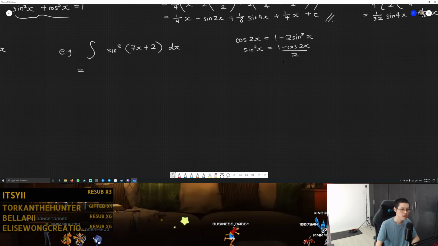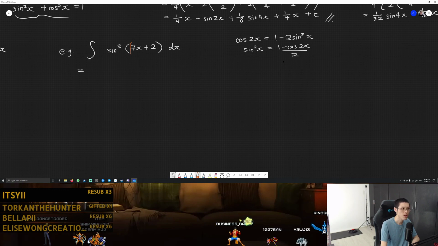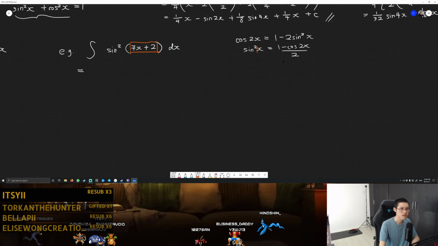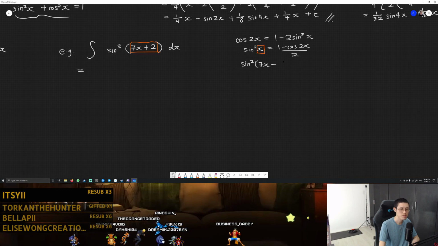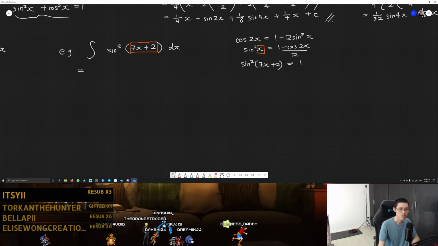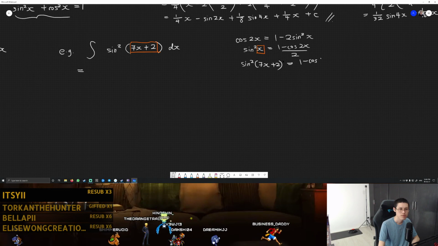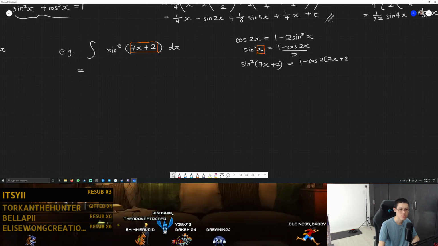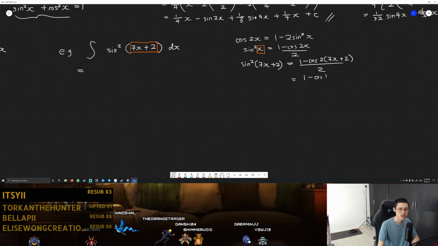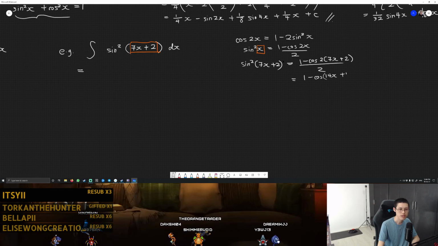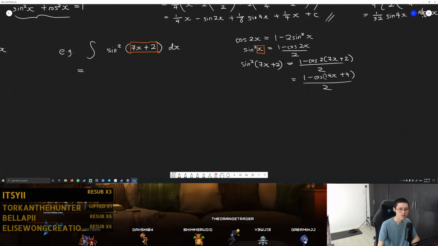And then you can see here that because we have 7x plus 2, we want to replace this x with 7x plus 2. So we're going to write this as sine squared (7x plus 2) equals (1 minus cos 2(7x plus 2)) over 2. So we essentially end up with cos (14x plus 4) over 2.